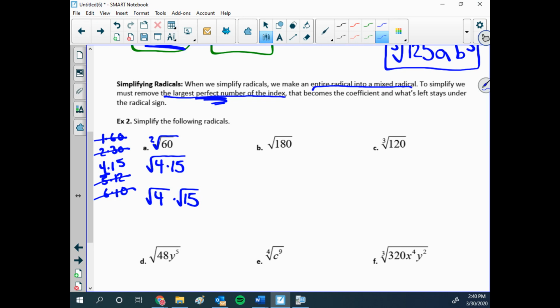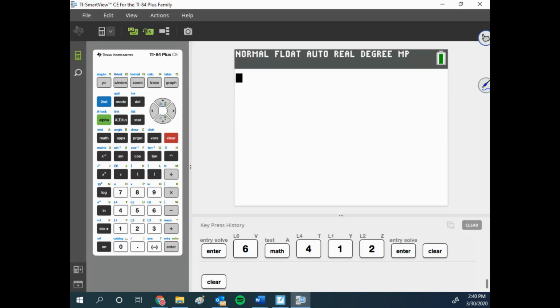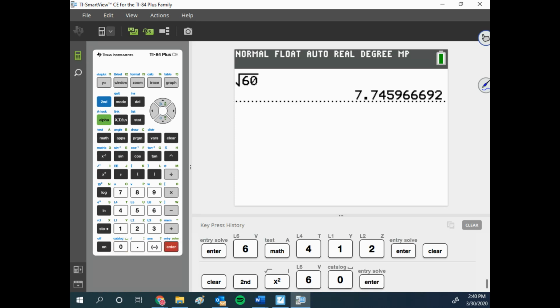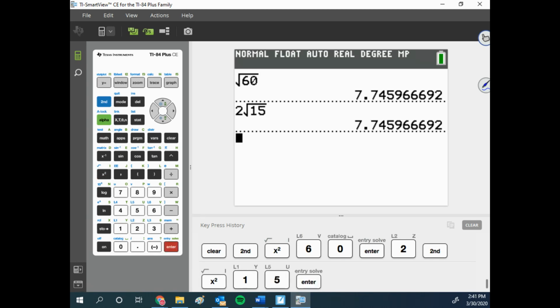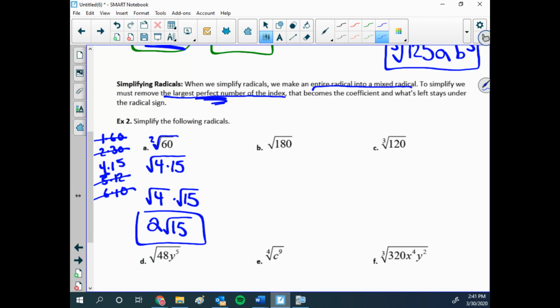Well, the square root of 4 is a perfect square. The square root of 4 is 2. And the square root of 15 is some ugly irrational number on my calculator, so I'm going to leave it as root 15. And hopefully those two are equivalent. I can always check, right? The square root of 60 gives me 7.745, and 2 root 15 gives me 7.745. So those are equivalent, which means I've successfully converted from this entire radical to this mixed radical.